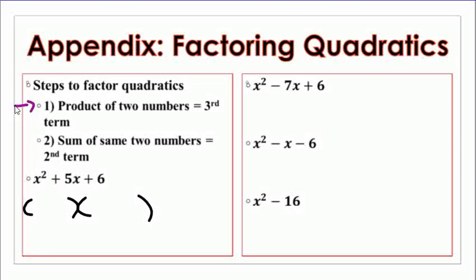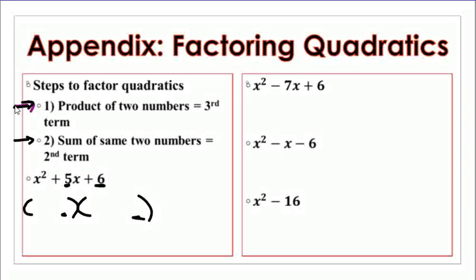The product of the two numbers. So I need a number here and a number here. If I multiply those two numbers, I have to find two numbers that multiply to get 6, but add to get 5. That's what this step means, and that's what this step means.